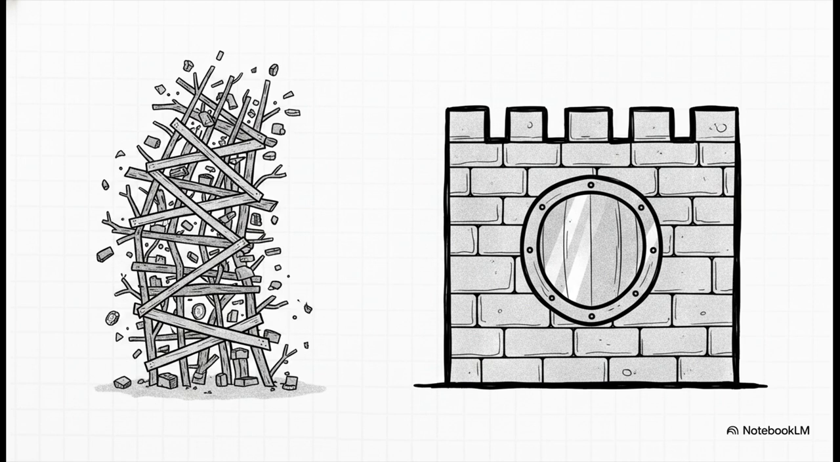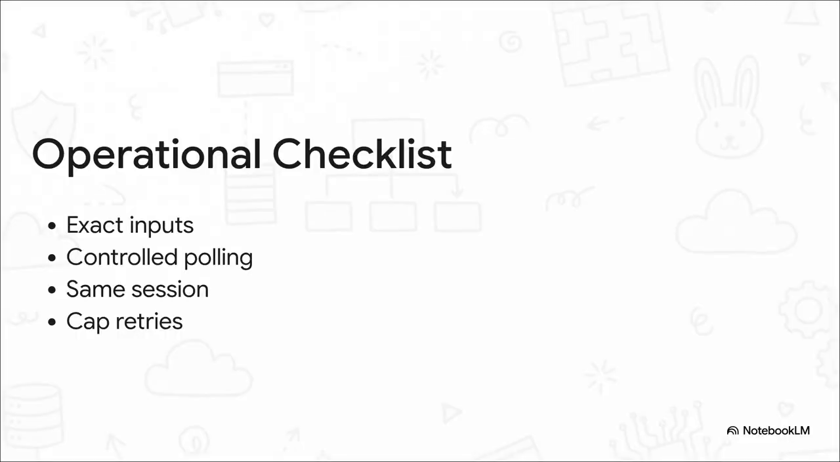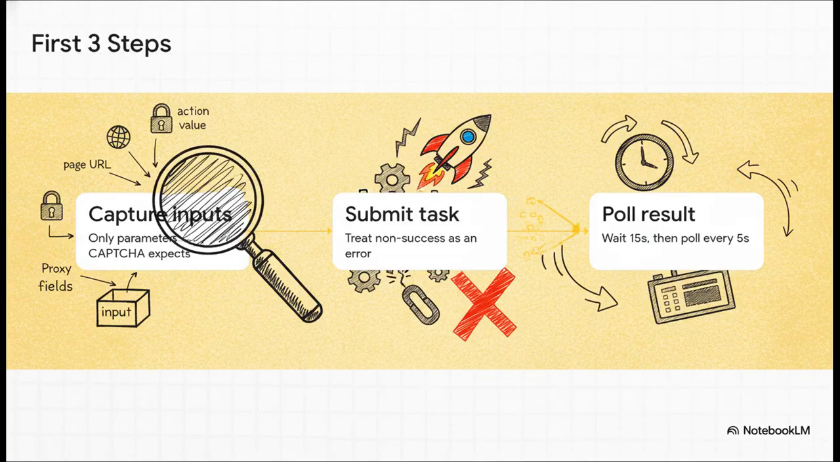We want robust infrastructure. To make that shift from a fragile script to a rock-solid, production-ready system, we've got a 7-point operational checklist. We're going to cover capturing exact inputs, submitting cleanly, controlling polling, keeping that session context identical, tracking our success metrics separately, capping retries, and finally monitoring the right metrics. Let's break these down.